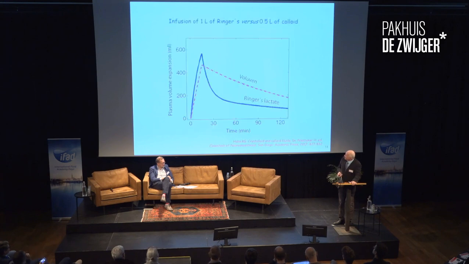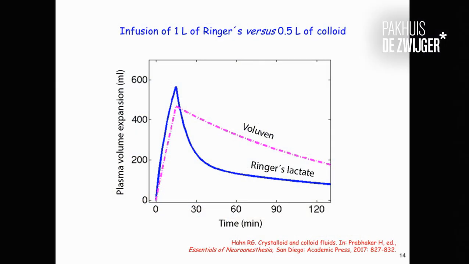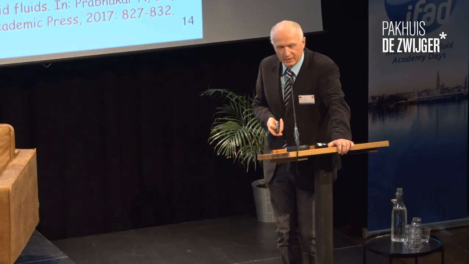If we compare the two, we'll find that if we infuse it like a bolus here over 15 minutes, we'll have about twice as large plasma volume expansion from the Voliven than from the Ringer's. If you compare 1 liter of Ringer's with 500 milliliters of Voliven, they compare about the same, but the distribution phase makes this difference increase.